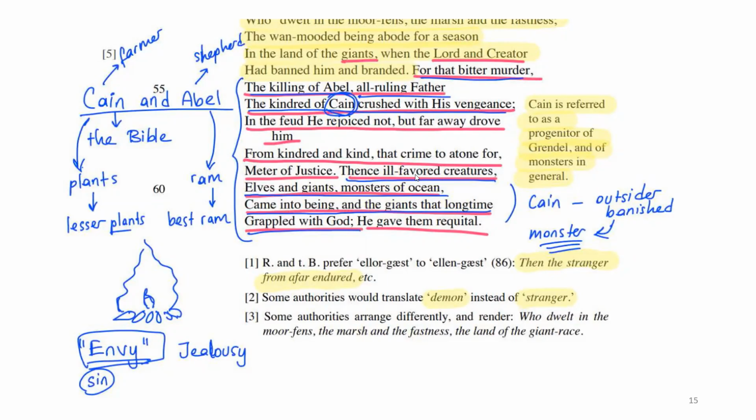So the Beowulf poet not only Christianizes the story of Grendel, he also draws a parallel between Cain and Grendel and gives a moral message to his audience. Jealousy is a sin. Also, you should be humble about your wealth and happiness because it may attract the evil.